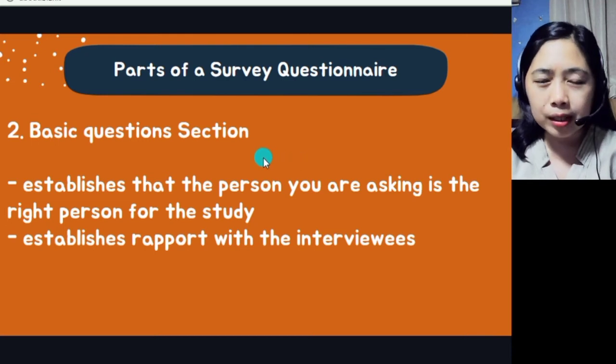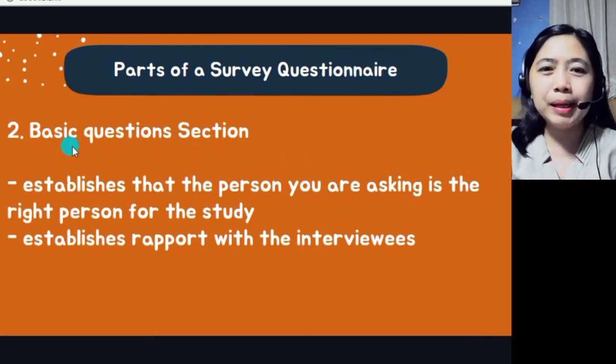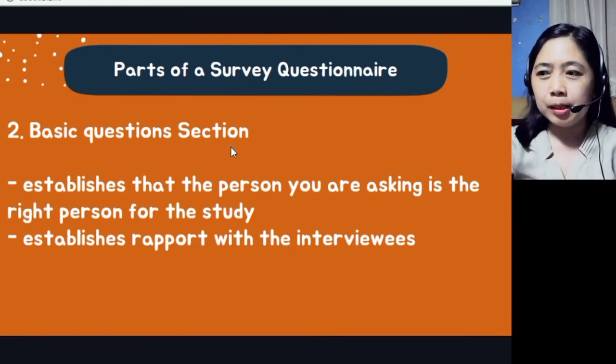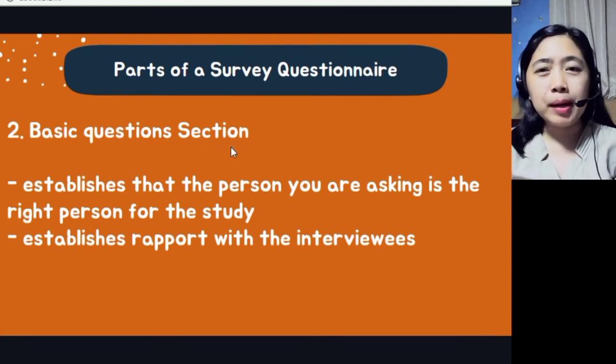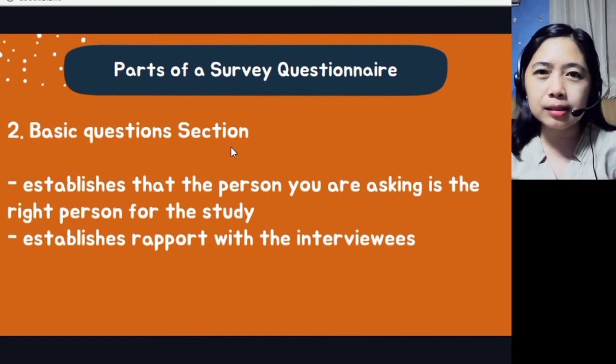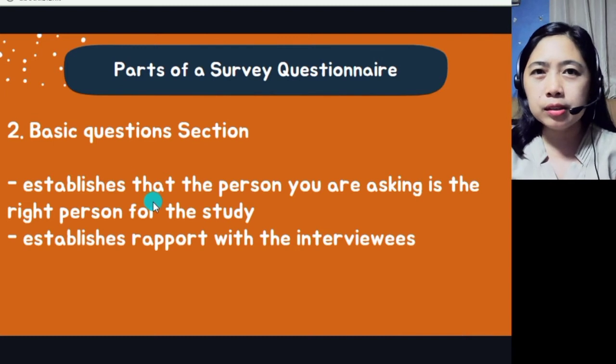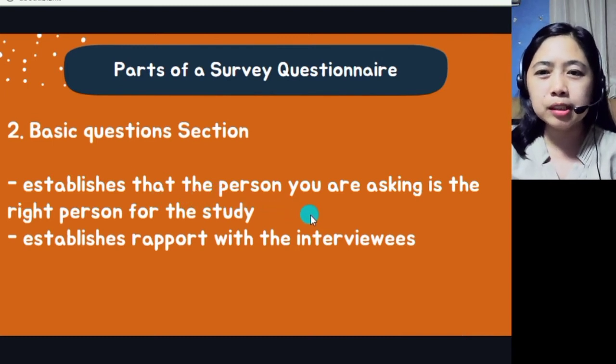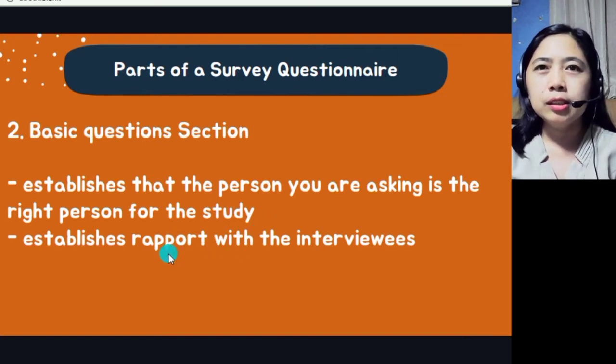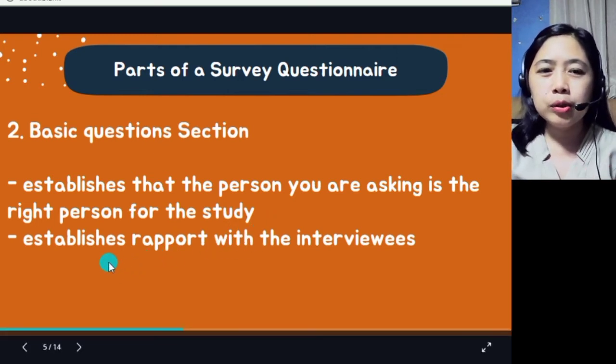The second part of a survey questionnaire is the basic questions section. So kato siya kanang mura ra to siya warm up ba. Okay, kasi ang pangan, asa ka nagpuyo, pila imong edad, okay, usually inana man. So sa basic questions section, okay, it already establishes that the person you are asking is the right person for the study. Okay, so make sure that you establish rapport with the interviewees.